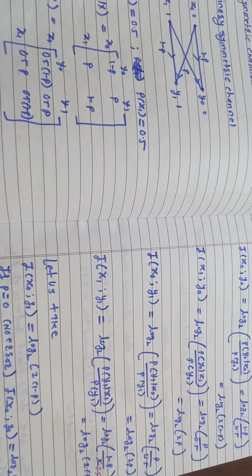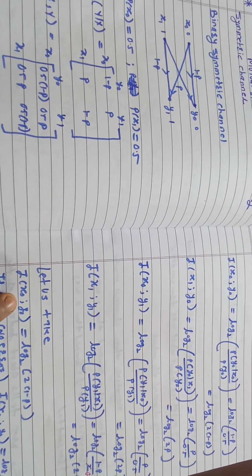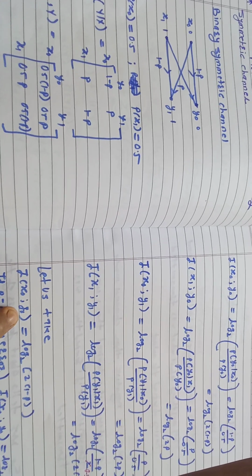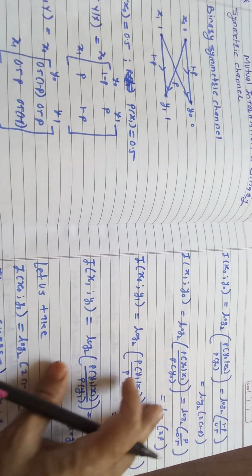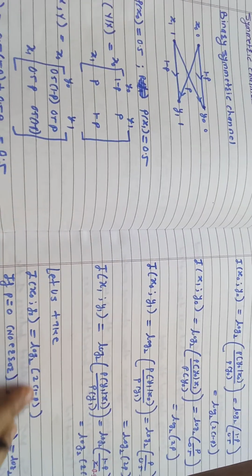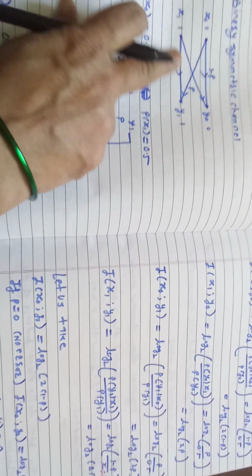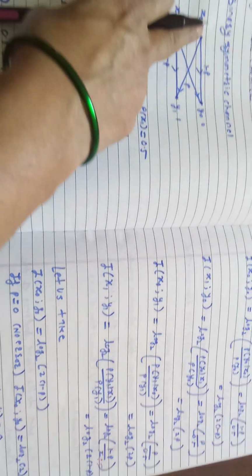So we will take the mutual information of correct reception, I(x0; y0). We have already computed that the mutual information is log2 of 2(1 minus p). Now if p equals 0, that means there is no error. If you send y0, you will get x0.